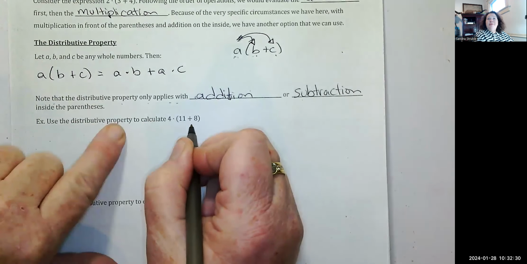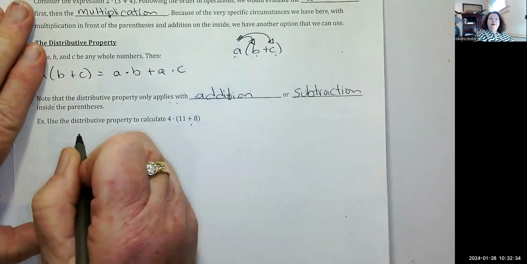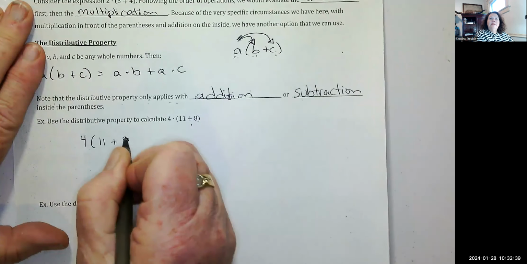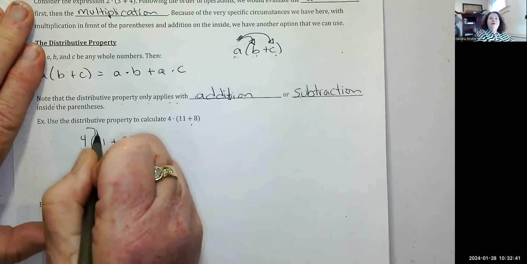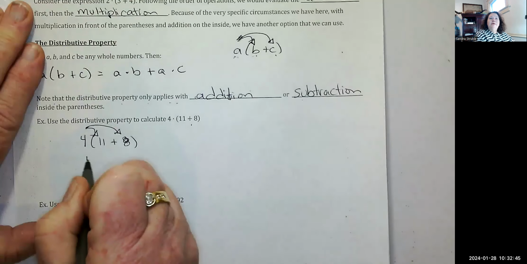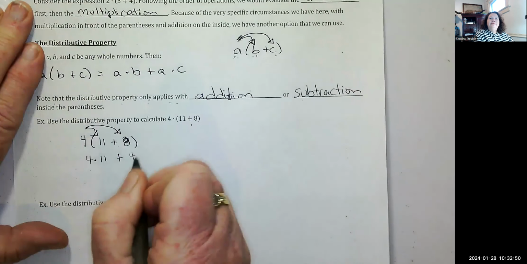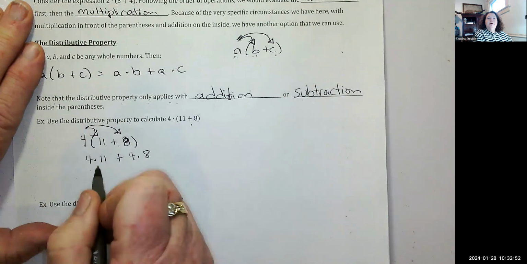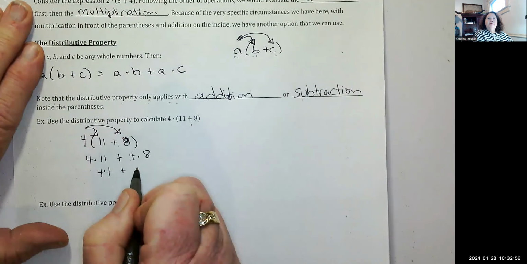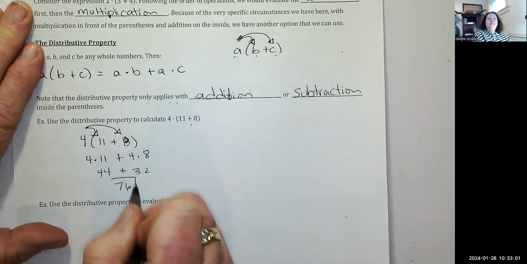So we're going to use the distributive property to calculate 4 times (11 plus 8). And all we're doing here is I'm going to rewrite it. 4 times (11 plus 8). Let's see if I can draw it right. I'm going to distribute that 4 across this binomial. So 4 times 11 plus 4 times 8. That's what I'm doing here. 4 times 11 is 44. 4 times 8 is 32. And so we've got 76 for an answer.